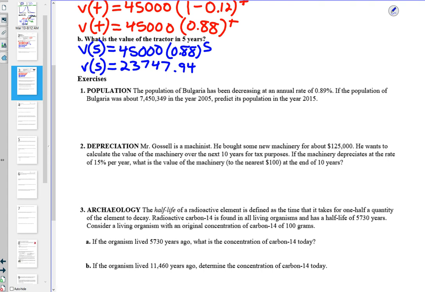Old problems, huh? Here, this is not broken down into pieces, so we're going to do this all at once. Let's do population. What is population going to depend on here? Time. So what's the initial, when we're starting to count, what's the population of Bulgaria?